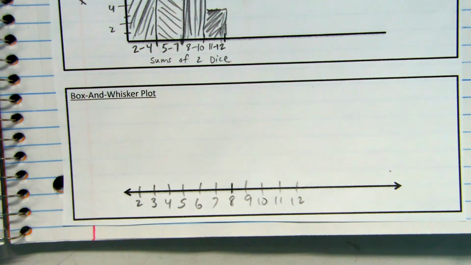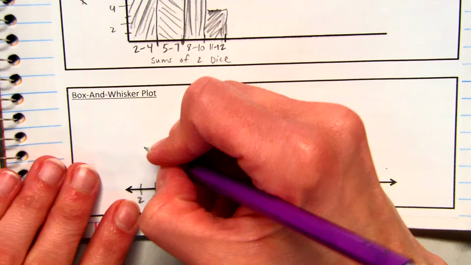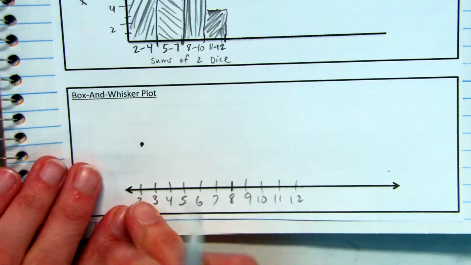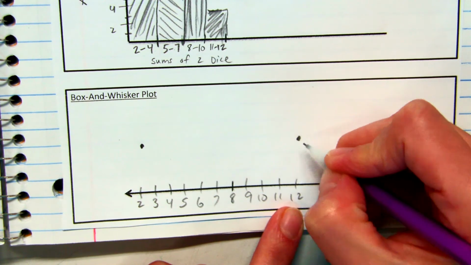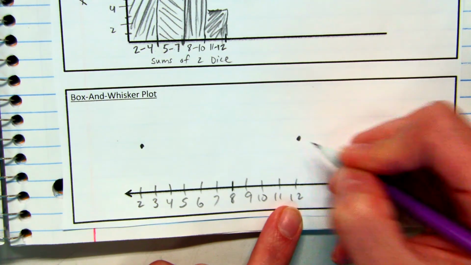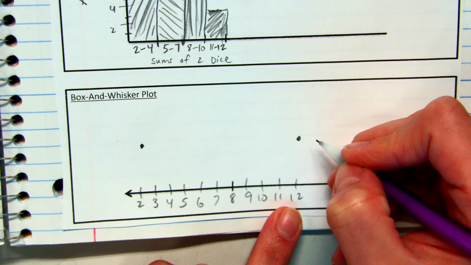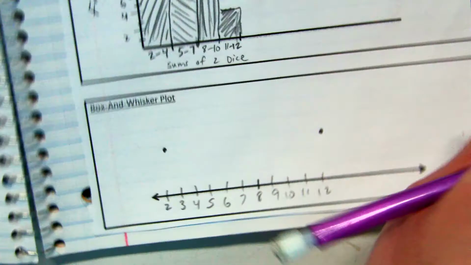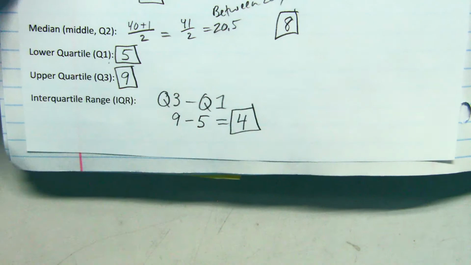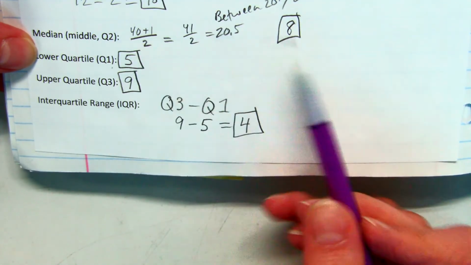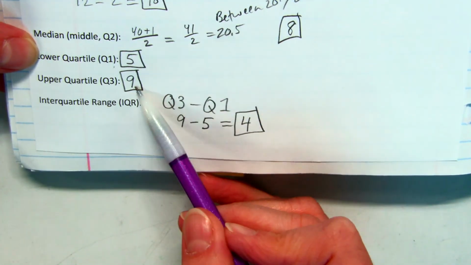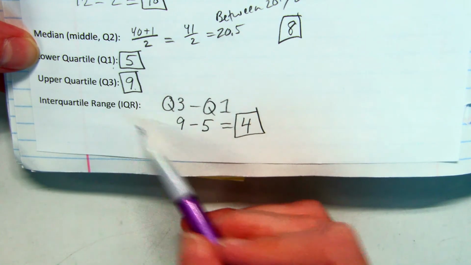We're going to start with the maximum and minimum numbers. So the lowest roll you could have was a 2. So up here you put a dot at 2. The highest number you could have was 12. So you put a dot over here at 12. Okay? And then we use our quartiles. So if we go back to what we had over here when we were figuring things out, our lower quartile is 5. The median is 8. The upper quartile was 9. And then the range is 4.